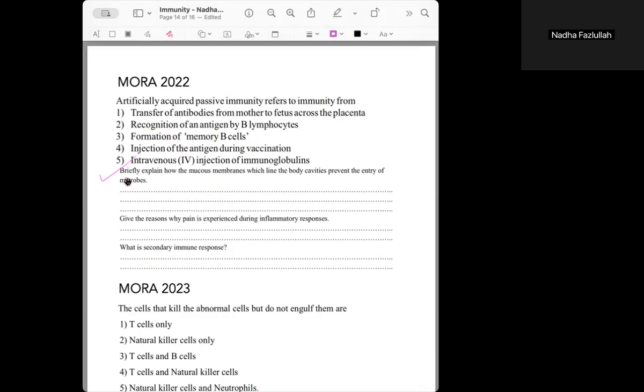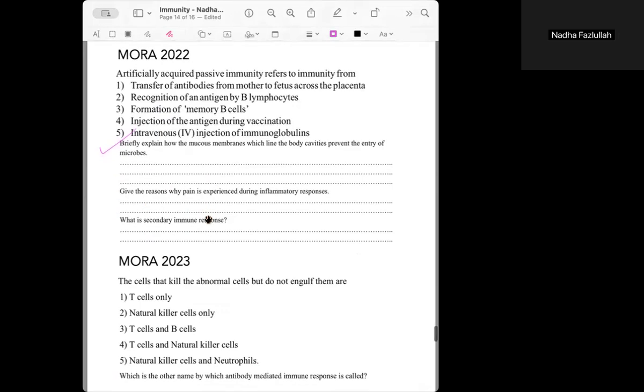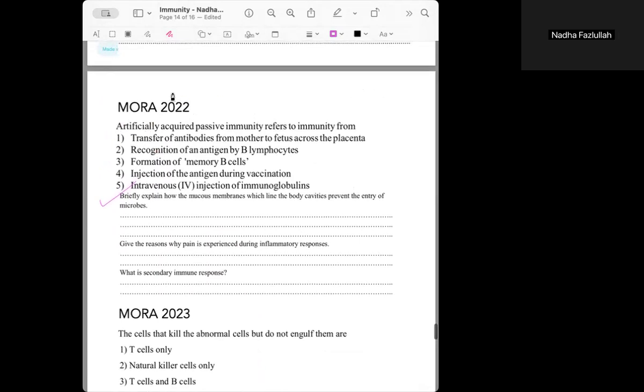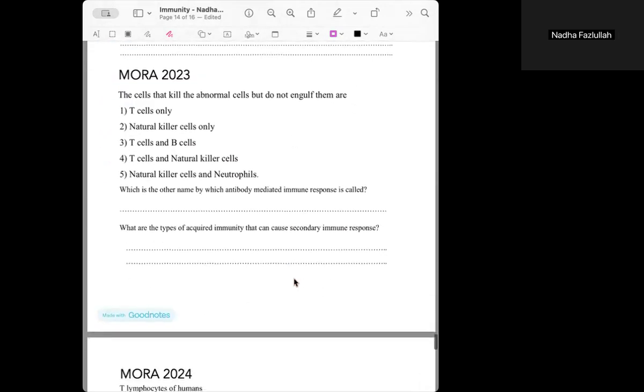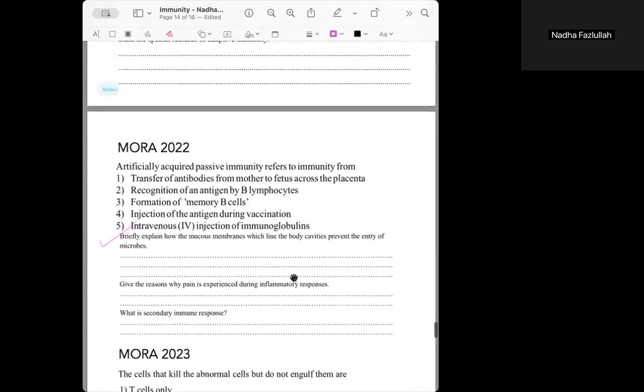It lines the body cavities, providing a physical barrier to the entrance of many microbes, and it produces mucus to trap the microbes and other particles and send them away from your body. Then in the respiratory tract, ciliated epithelial cells sweep the mucus and the trapped particles out of your body. So these are the three points you have to write here. That is the 2020 Moratua question, and with that we have completed all the questions from innate immunity.